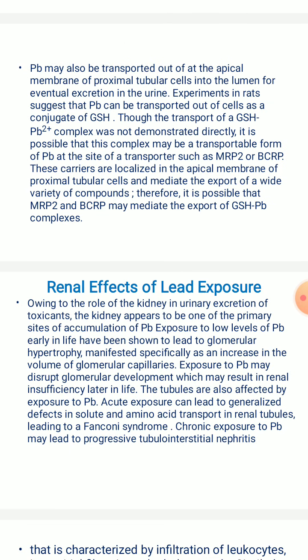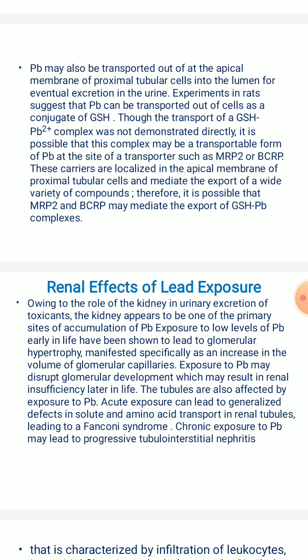Coming to the renal effects of lead exposure. What are the renal effects? You all know that, owing to the role of the kidney in the urinary excretion of toxicants, the kidneys appear to be one of the primary sites of accumulation of toxic compounds, that is, any heavy metal ions, in the form of lead, which is what we are discussing now. So kidney exposure to low levels of lead early in life has been shown to lead to glomerular hypertrophy, manifested specifically as an increase in the volume of glomerular capillaries.